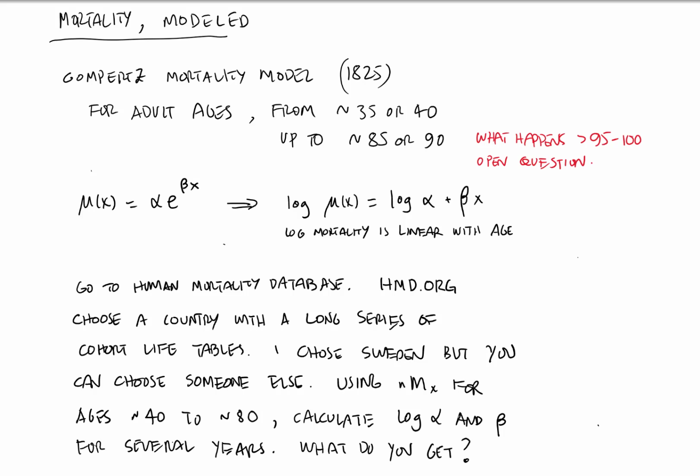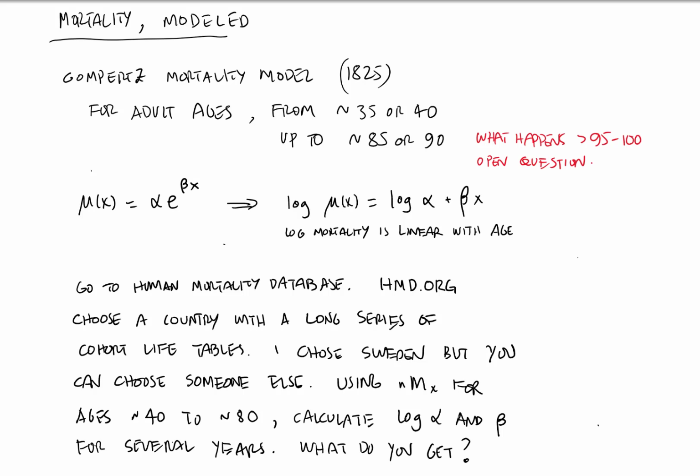So let's remind ourselves, formally the Gompertz model is mu of x, that's the hazard, equal to some parameter alpha times e to the beta x, where x is age. That is what we mean by log mortality being linear with age. If we take the logs of both sides of that equation, we get the log of mu of x equals the log of alpha plus beta times x.